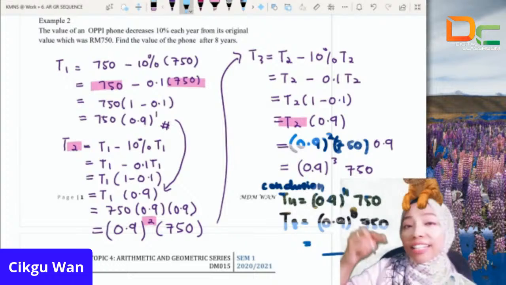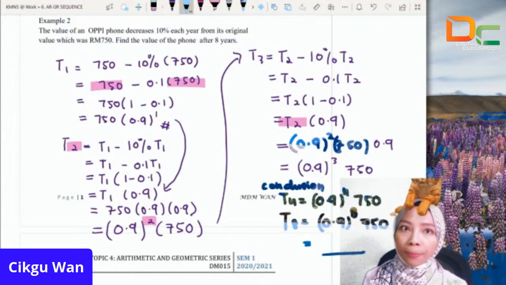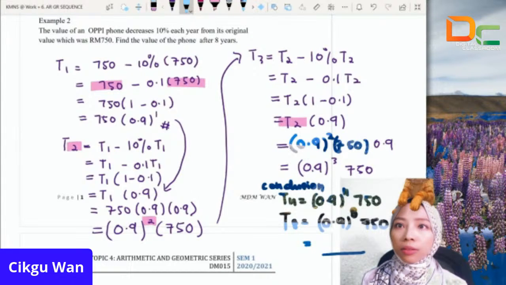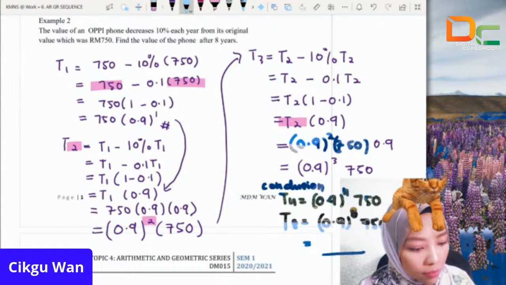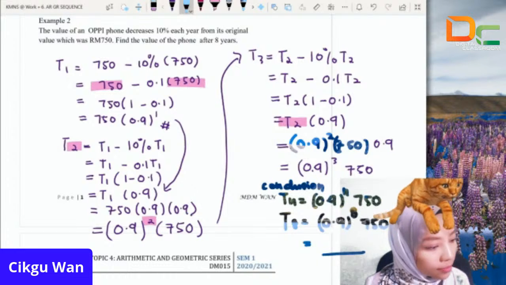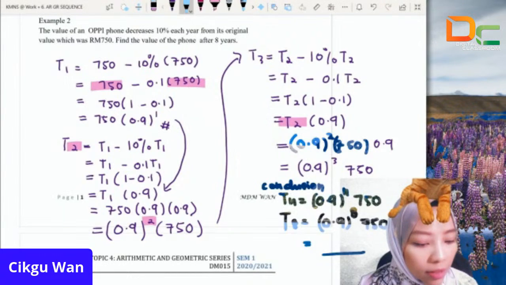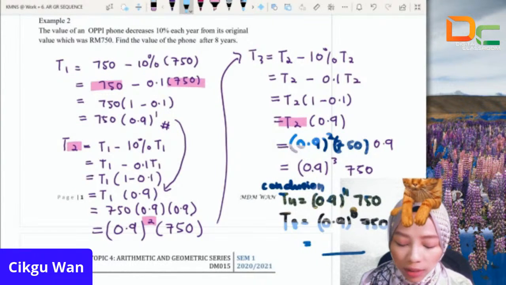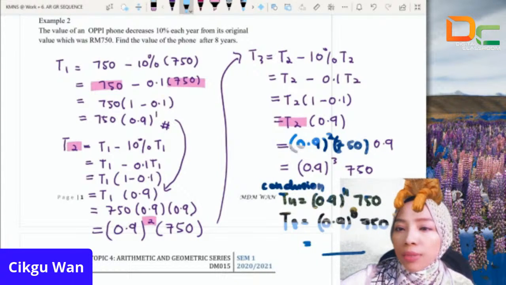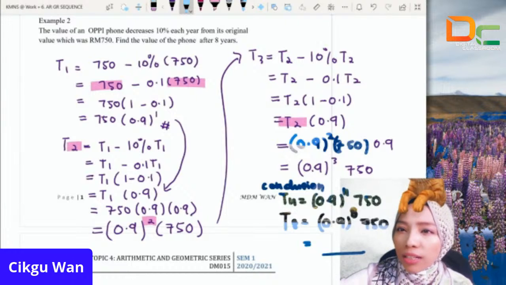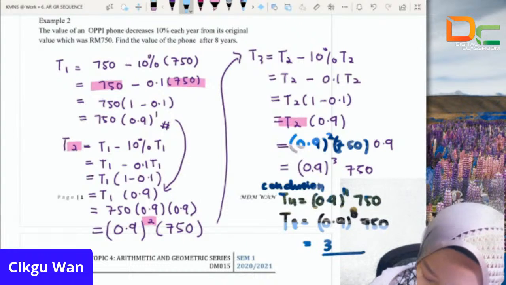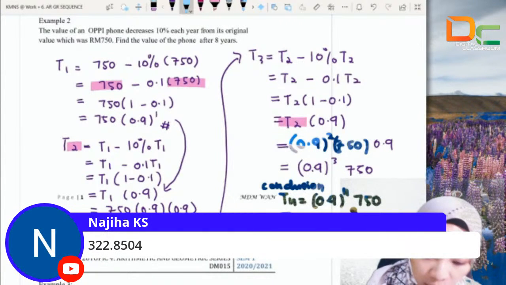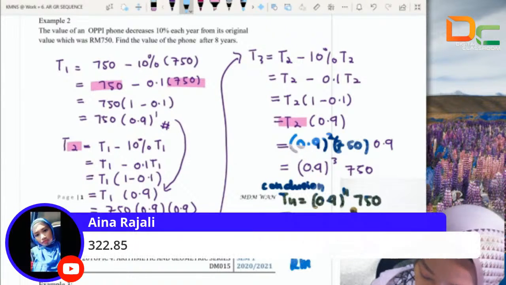Okay, can you give me the final answer? Give me the final answer in the comment below. So what's the answer? Okay, T8. T8 we can calculate as 0.9 to the power of 8 times 750. Let me use the calculator on my phone. 0.9 to the power of 8 times 750. Okay, 322.85 RM. So the value of the phone after 8 years will be RM 322.85.